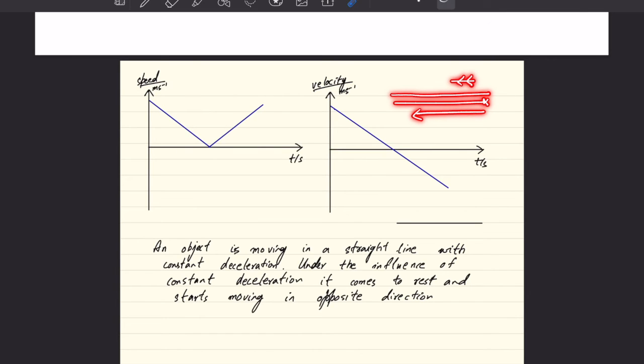If I draw a speed time graph, then since the speed is only magnitude without direction, the speed initially decreases, it comes to rest, and then again starts increasing. But the graph doesn't show opposite direction till I make a velocity graph, where when speed increases in the opposite direction, the velocity changes with the opposite sign.